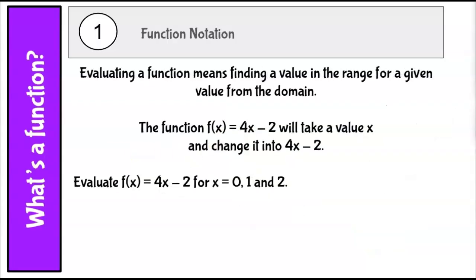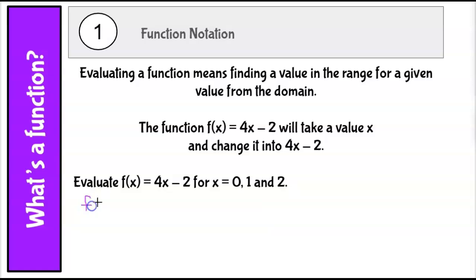Evaluating a function means finding a value in the range for a given value from the domain. So the function f of x equals 4x minus 2 will take a value x and change it into 4x minus 2. So here's an example. Evaluate f of x equals 4x minus 2 for x equals 0, 1, and 2. These are our input values, 0, 1, and 2, and we're going to find 3 separate output values.